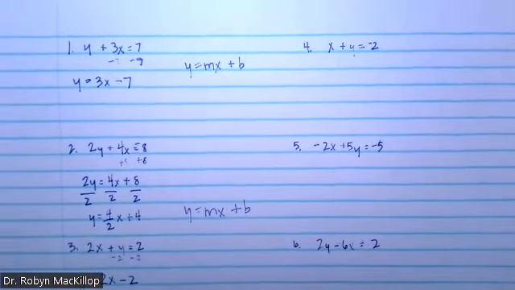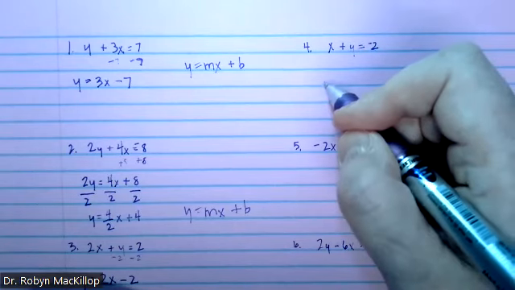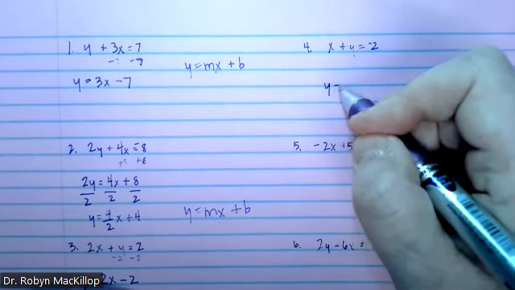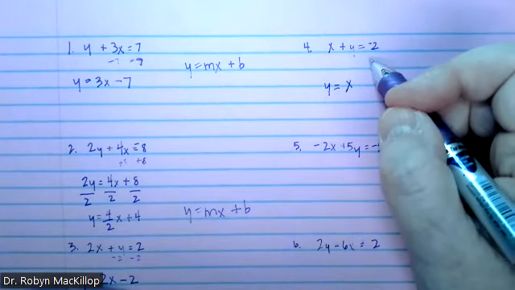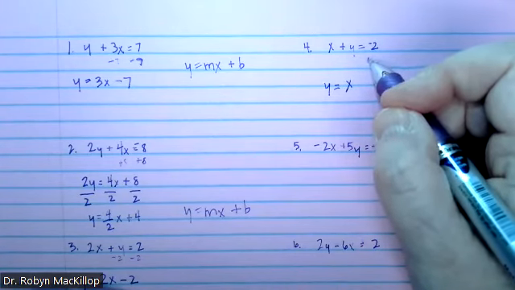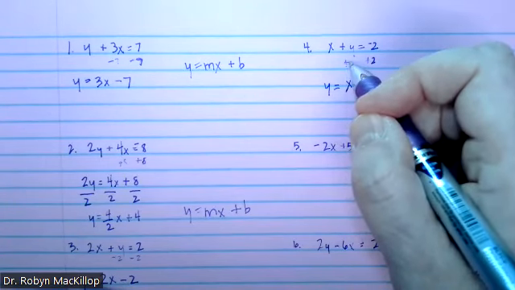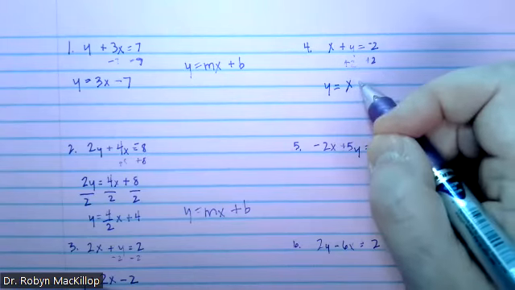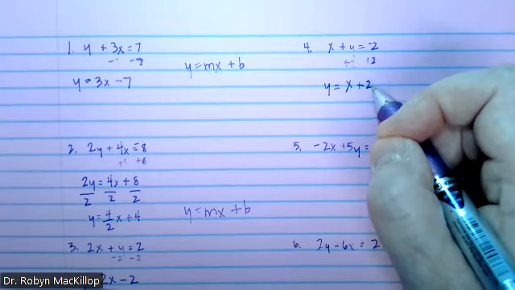Let's try this one up here. Again, a little bit out of order, but that's quite all right. We've got y equals x. Again, we've got negative 2 over here, so we would end up adding 2 to zero it out on that side and adding 2 over here. So this is going to be x plus 2.